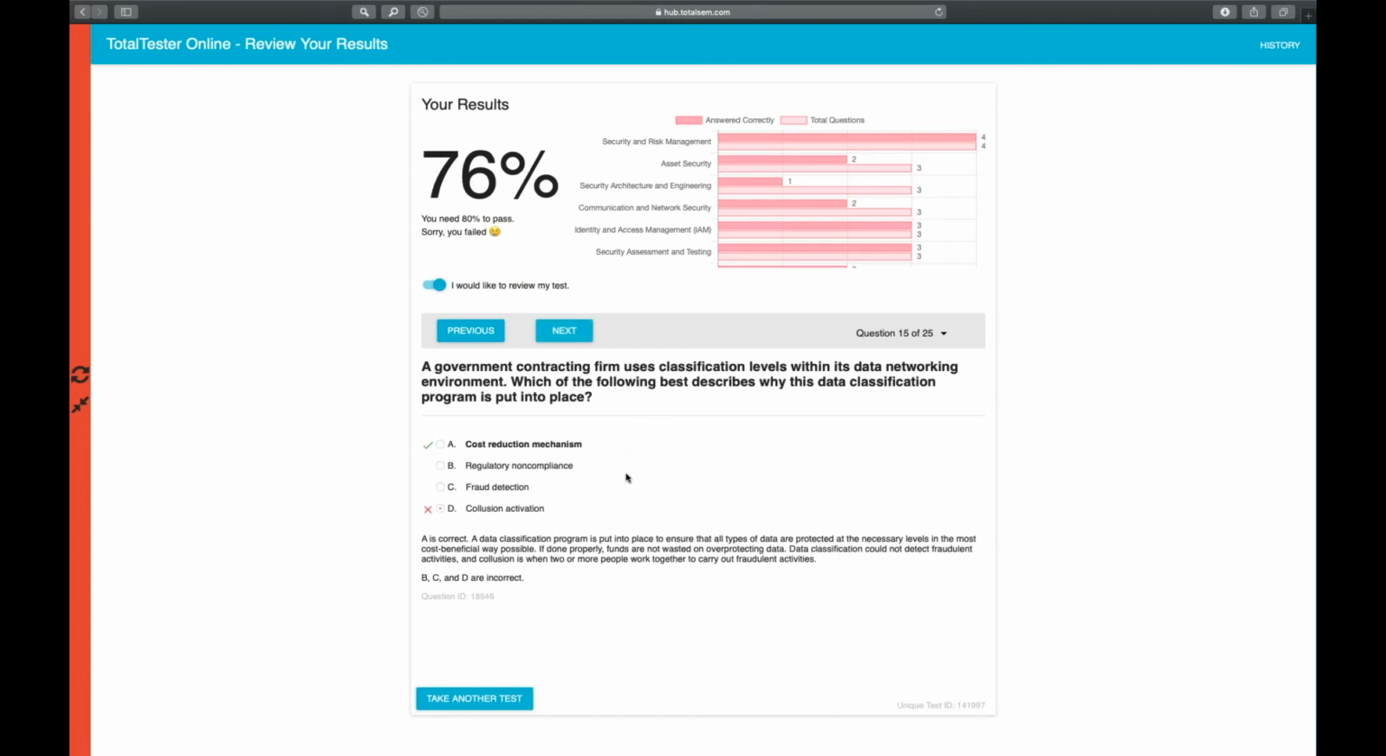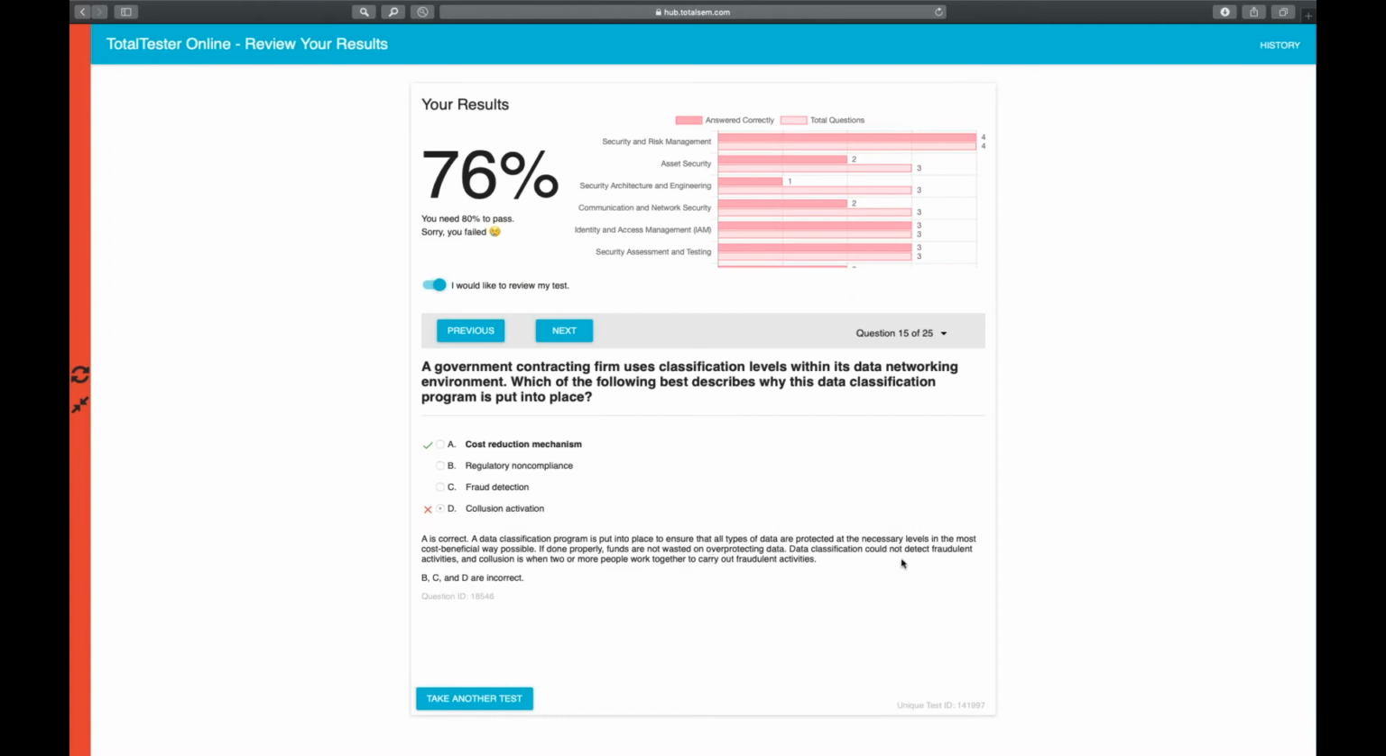Yeah, we weren't sure about this one. Cost reduction mechanism, really? So a data classification program is put in place to ensure that all types of data are protected at the necessary levels in the most cost beneficial way possible. Yeesh. That's a long bow for me. That is a long bow. If done properly, funds are not wasted on overprotecting data.